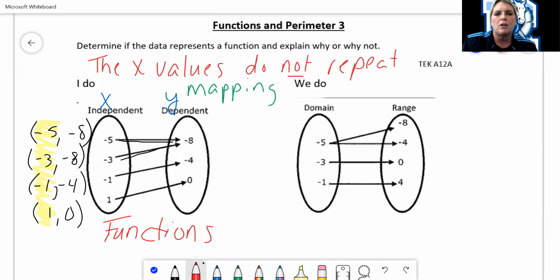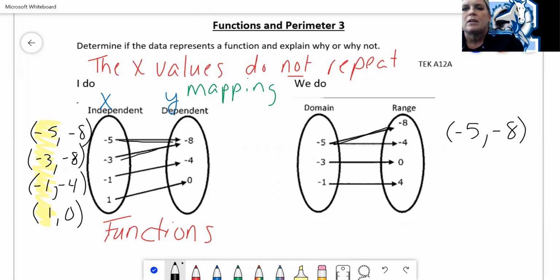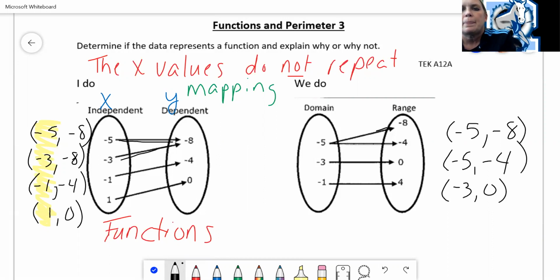So now let me have you do the we do. Pause the video, see how you do. What I would do first is write them out as ordered pairs. All right, what you should have done is write them as ordered pairs. I have -5, and that line is going to -8. Well, there's another line coming off of the -5. So it's -5, -4. Then I have -3 and 0, and -1 and 4.